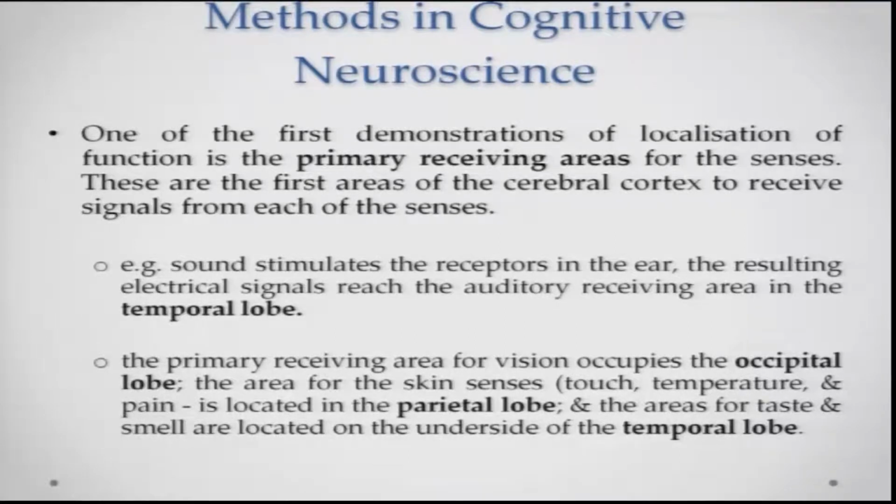One of the first demonstrations of the localization of function comes as the demonstration of primary receiving areas for the senses. Primary receiving areas are the first areas of the cerebral cortex to receive signals from each of the senses. If you remember, we were talking about this in our lectures on cognitive neuroscience. For example, sound stimulates the receptors in the ear, and these receptors send electrical signals to the auditory receiving area, which is in the temporal lobe of the brain. So, that kind of relationship is being made.